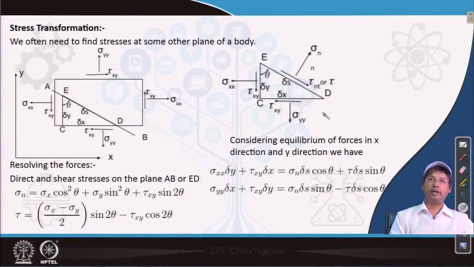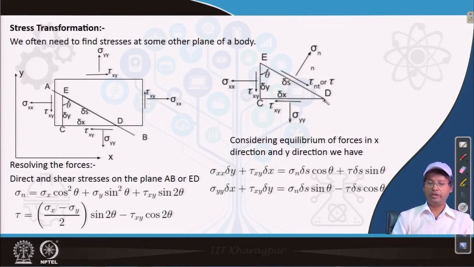So, this idea we already have, that even if there are other components in two dimensional cases, all those components may sum up to these two components, which are orthogonal to each other, 90 degrees to each other, sigma n and tau nt. Sometimes nt is dropped and it is directly said as tau. Other components, as shown here, are brought here. Only thing is that it is given a finite, very small dimension, delta x in this direction, delta y in this direction, and delta s in this direction.